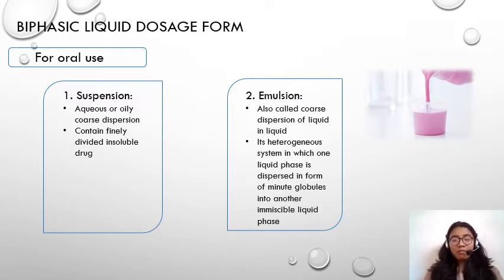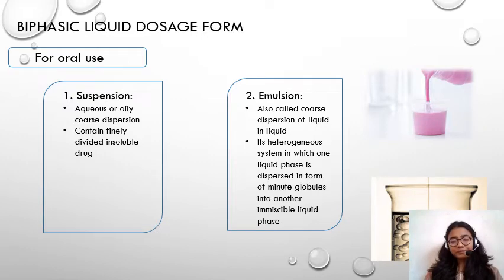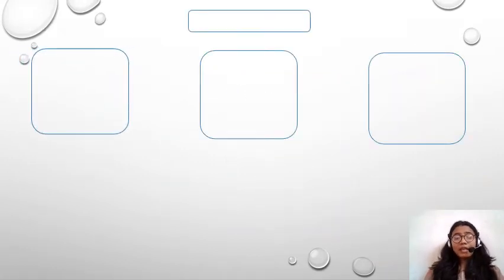Then next is emulsion. Again, a dispersion of liquid in liquid. It is a heterogeneous system, and minute droplets of the dispersed phase are in the liquid and the main phase, that is the external phase, is below that. Next is its application or its type.